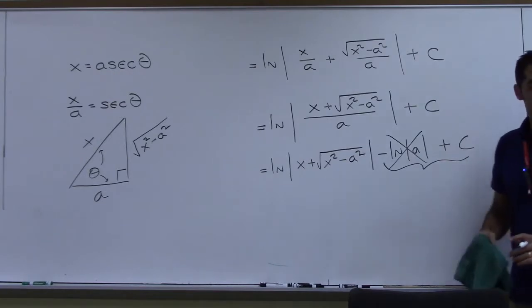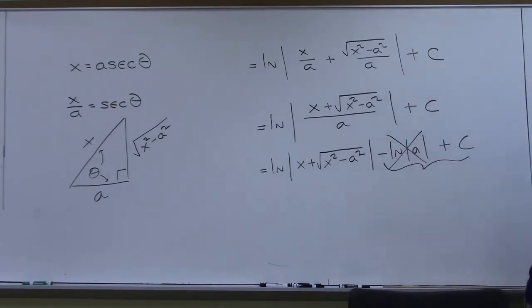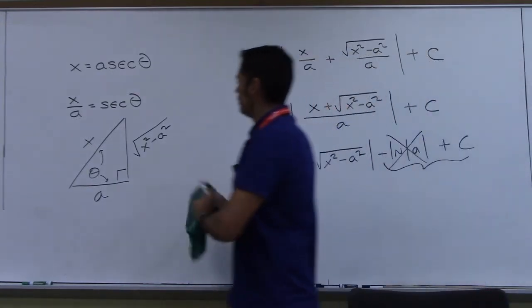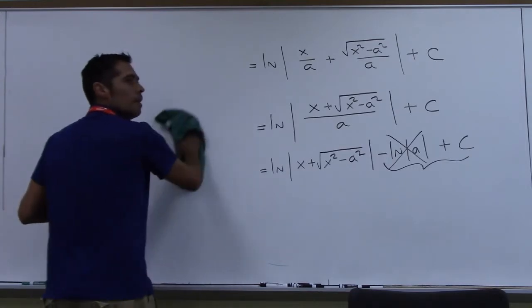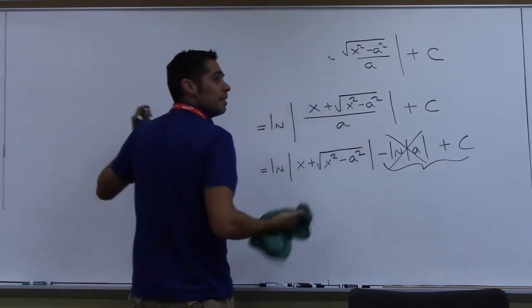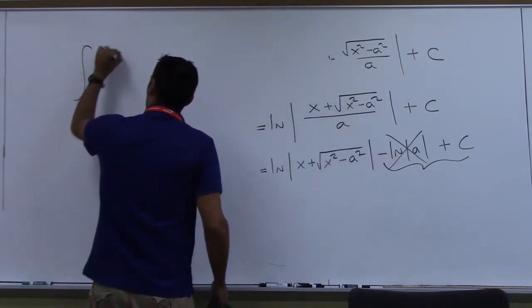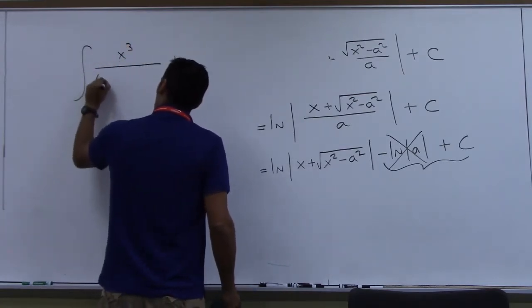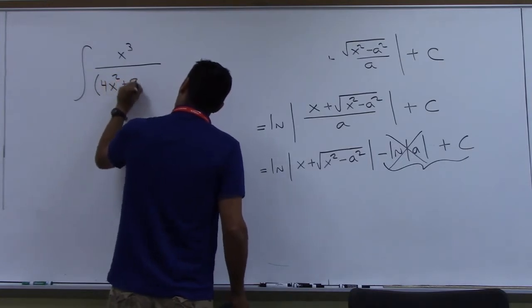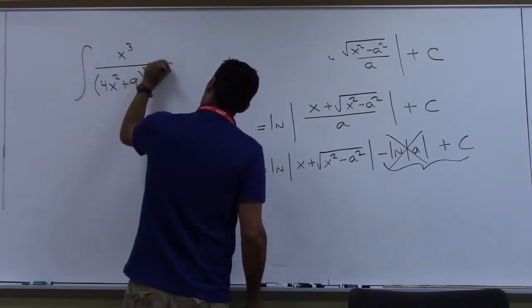Okay, we continue. Last problem here. This is a good one. We haven't done anything like this one yet, which is why it's here. The integral of x cubed over (4x squared plus 9) to the 3/2, dx.